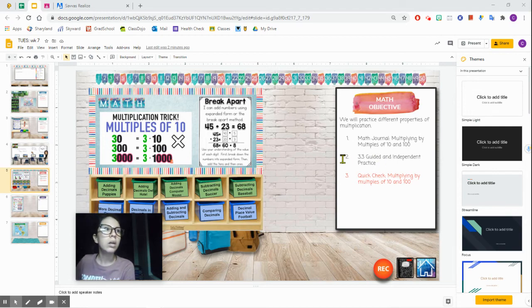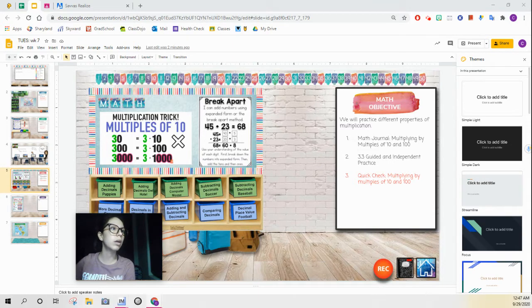Right now we're working on number 2 right here, 3.3, the guided and independent practice. This is going to be inside your math textbook, and it is page 177 and page 178. Okay, so take out your math textbook, page 177, 178. And I recommend you pause the video until you get there.